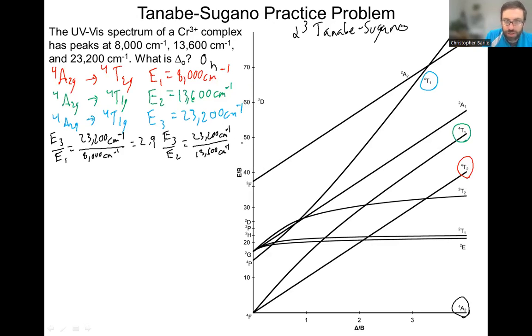And 23,200 divided by 13,600 gets you 1.7 when you plug it into your calculator. So what you're doing here now is you're going to be sliding along, testing different values on the x-axis, and figuring out when do I hit these ratios, or at least hit these ratios close enough to call it good enough. So that's what we're going to do.